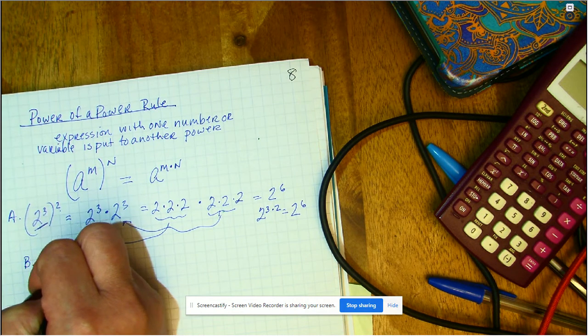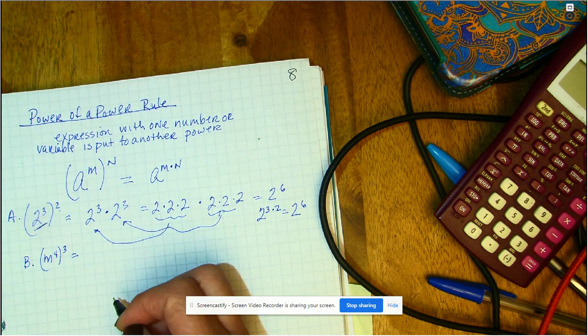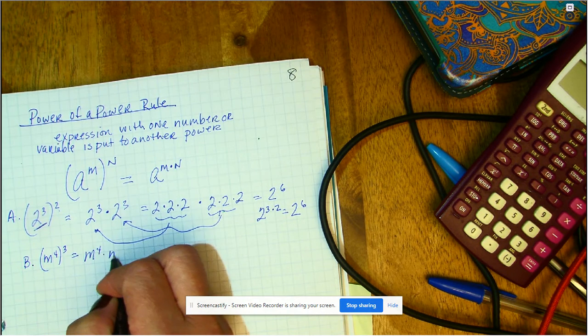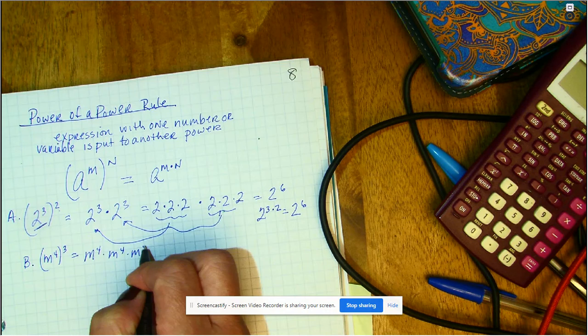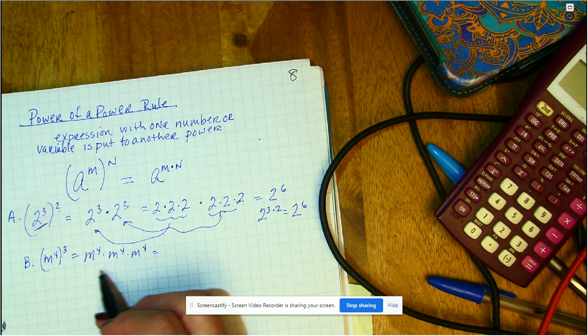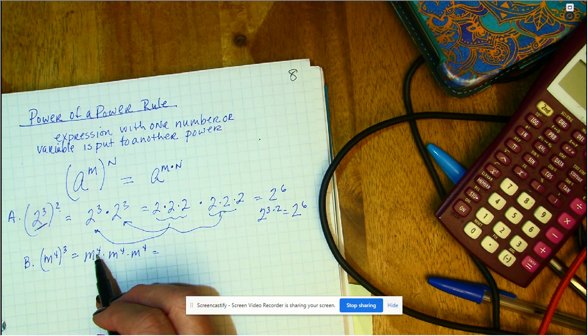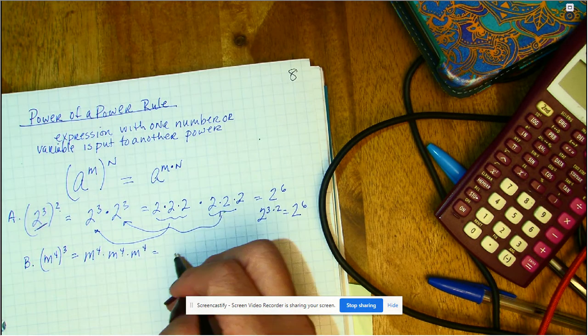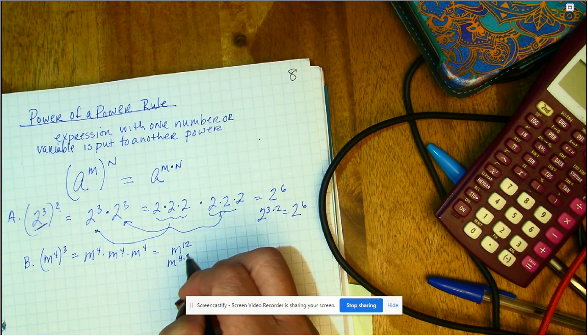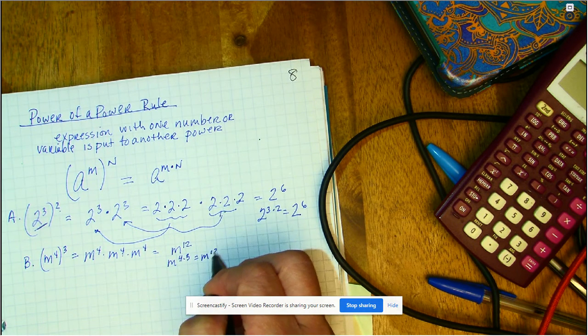Some other examples: m to the 4th to the 3rd. So m to the 4th, three times. I'm not going to write that out in expanded form because I already know from the product law that if I have the same base with exponents being multiplied, I can add them. So 4 plus 4 plus 4. That's 8, plus 4 more would be 12. In other words, m to the 4 times 3 gives us m to the 12th.